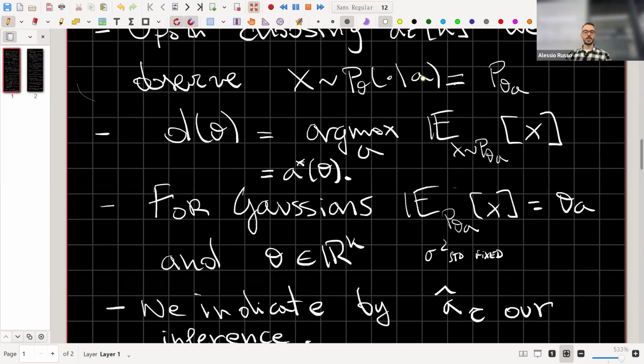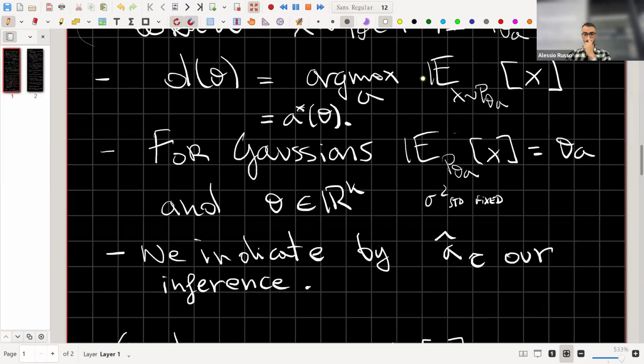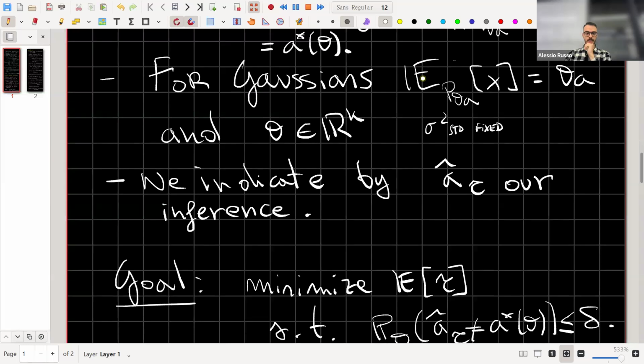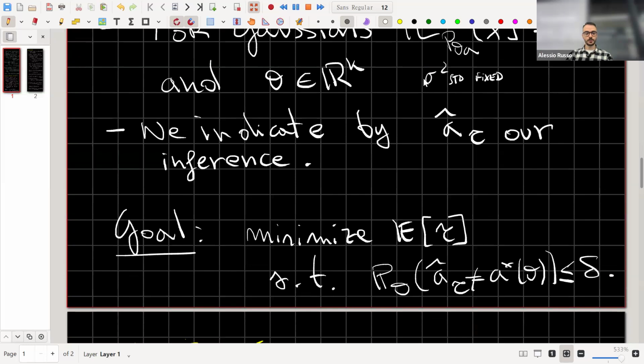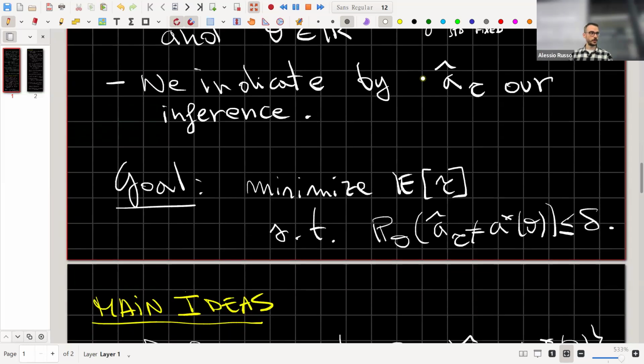And so for us, theta will become the vector of mean values. And lastly, we use this notation to denote our recommendation at time tau. For this specific problem, we don't use D, but we use A, because A is the arm or action for this problem. And we are going to look just at the fixed confidence problem. In the fixed confidence, we want to minimize the sample complexity subject to this constraint on the accuracy.